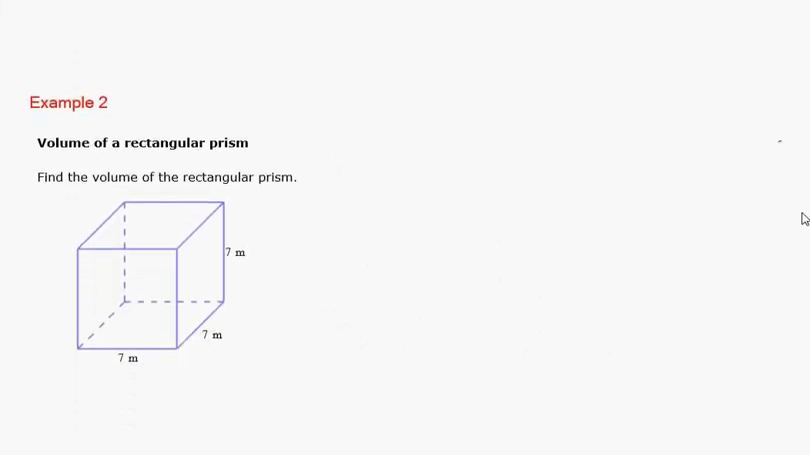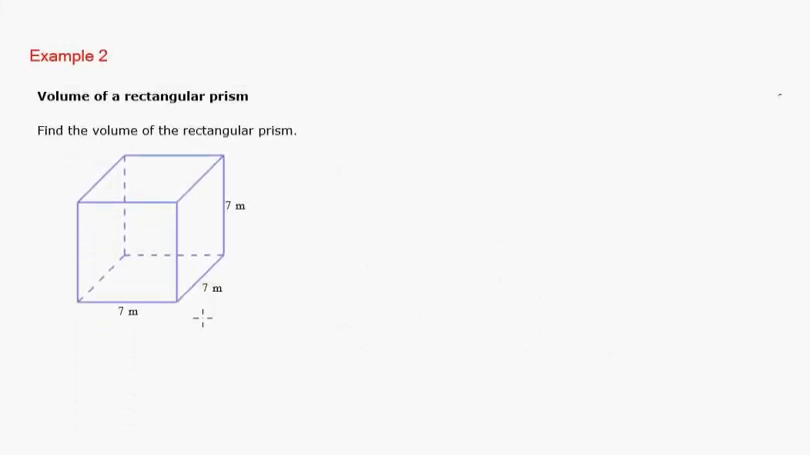Let's try one more real quick. Okay, so the volume of this rectangular prism is going to be the length times the width times the height. And this looks like a cube. It doesn't have to be. These sides don't all have to be the same. The examples I have, they're just the same. I don't know why that is.